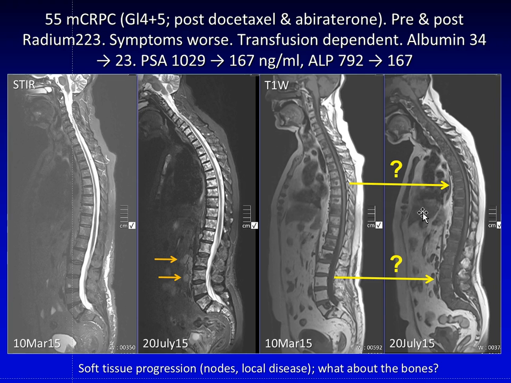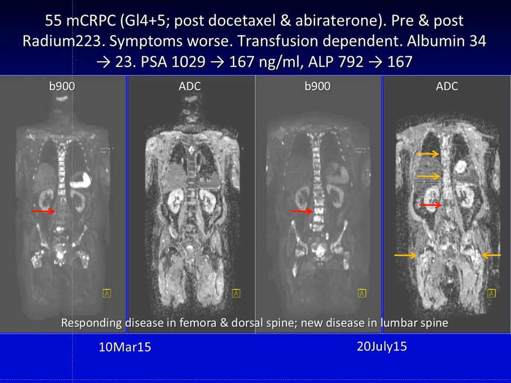Now, what I'd like you to do now is just to focus a bit more on the dorsal spine and the lumbar spine. If you look at the T2 sequence, you'll notice that the signal in the dorsal spine has increased, suggesting increased tissue water. If you look at the signal intensity in the lumbar spine, it has increased, but it's nowhere nearly as bright as the dorsal spine. So there is a difference in the signal intensity between the lumbar spine and the dorsal spine. And on an ADC map, it's quite clear what's happening.